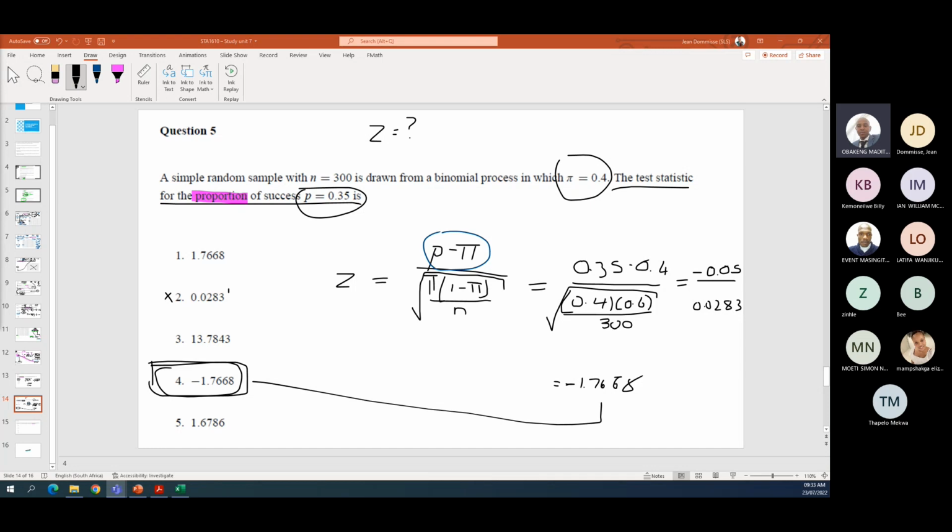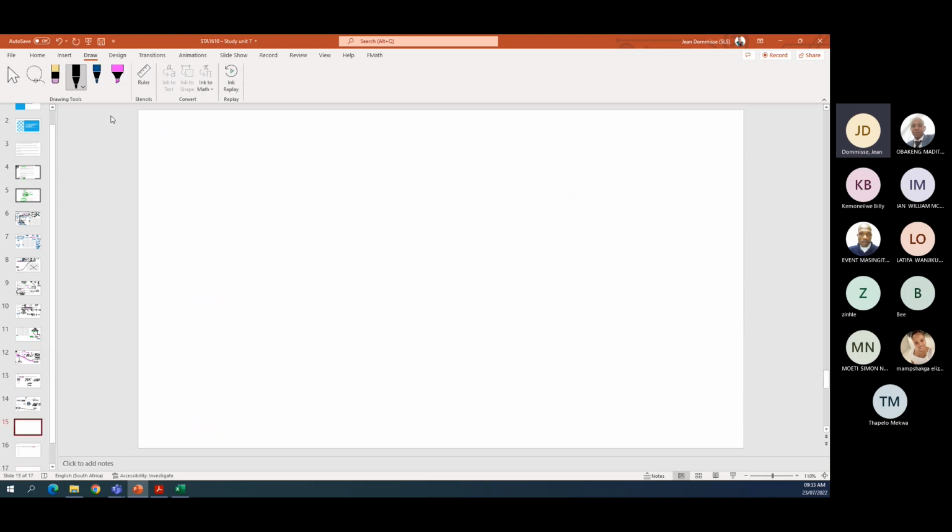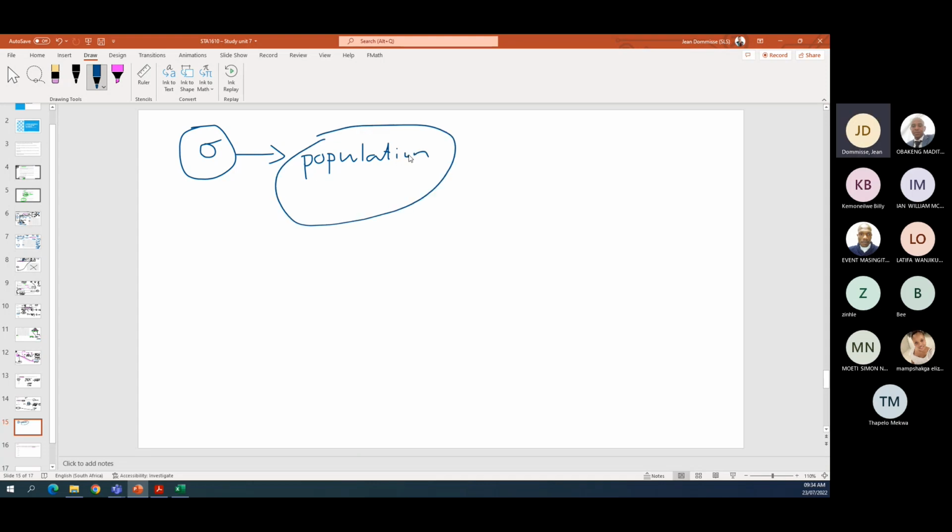Can you please just explain the difference between standard deviation and standard error? Okay, so standard deviation, when you look at standard deviation, that basically looks at the population. So they talk about, and you'll see that in study unit 6, they talk about nearly every time the population that you have.